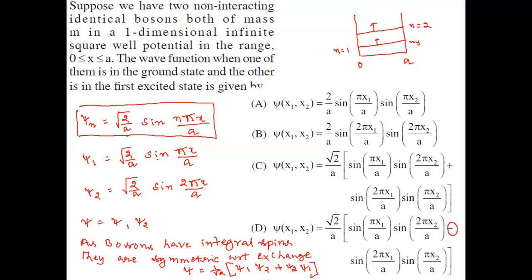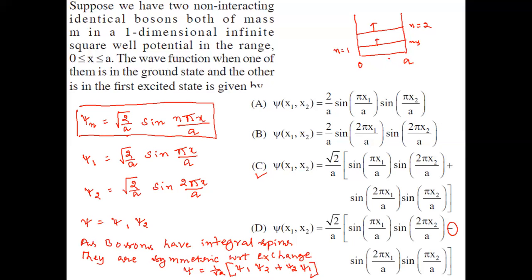When you multiply these two, you will get 2 by a, and when you multiply these two also you get 2 by a. 2 by a is common and will come out, and here we have root 2 in the denominator. This 2 by root 2 is written as root 2. So the correct answer for this question is C.